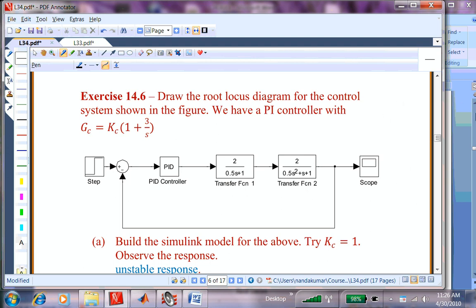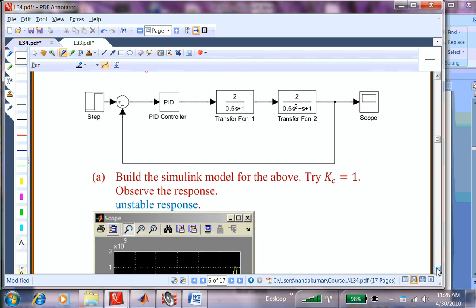And the first question is, build the Simulink model for a bus. Try Kc equal to 1 and see whether the system is stable or not. Okay? And that is routine. We have seen that before, and I will show you quickly.